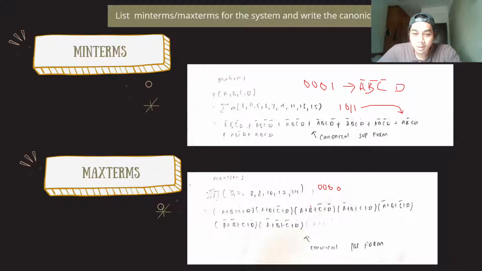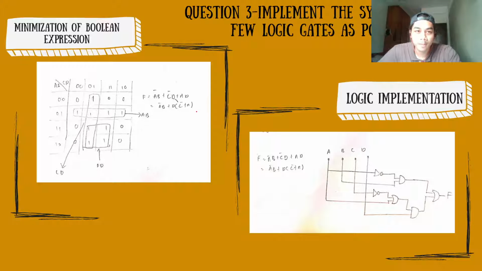For example, if we take 12, it is 1, 1, 0, 0. So the form is A bar plus B bar plus C plus D. So this is my solution for minterm, maxterm and canonical SOP and POS form.